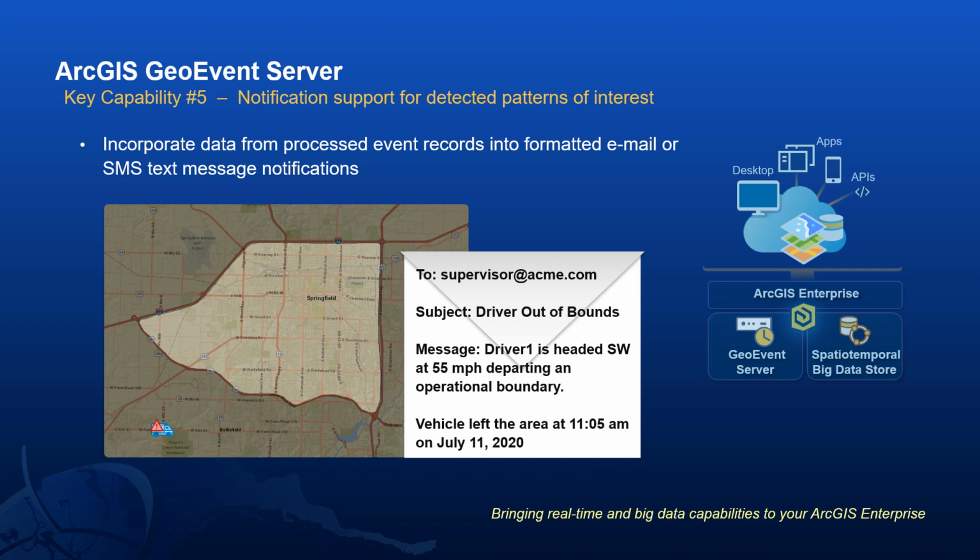GeoEvent Server supports HTML code for formatting notifications as rich text, email, or SMS text messages. With this, it's possible to invoke values from the source event data for the message. This is how, for example, we see driver 1 is headed southwest at 55 miles per hour instead of a more generic message which might be crafted as the driver is outside the zone.